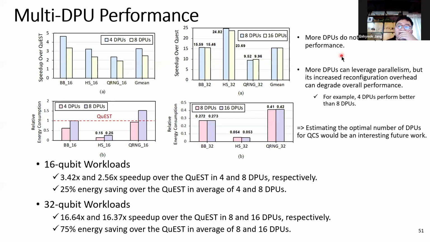We can see that exploiting more DPUs does not always provide better performance. In this case, using 8 DPUs is not much faster than the 4 DPU case. Exploring more DPUs can leverage parallelism, but it requires increased reconstruction overhead at the CPU side. So estimating the optimal number of DPUs for quantum circuit simulation would be interesting future work.